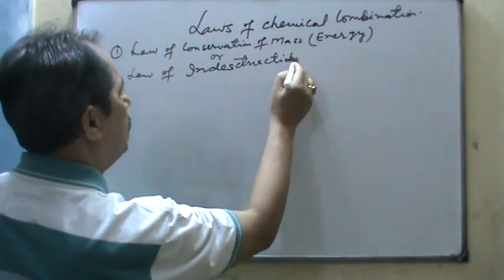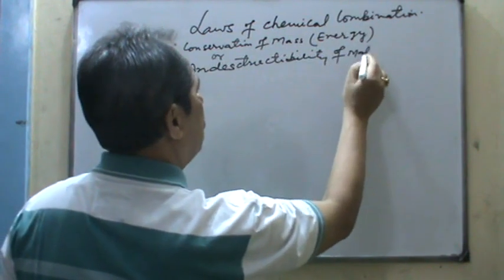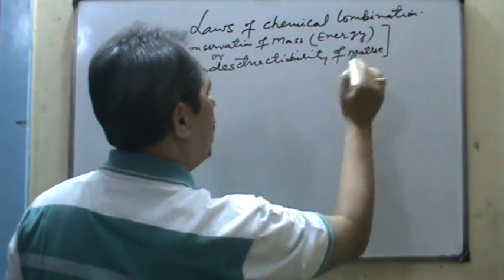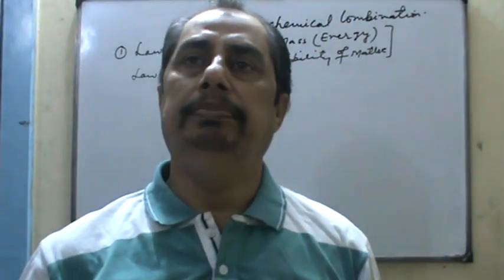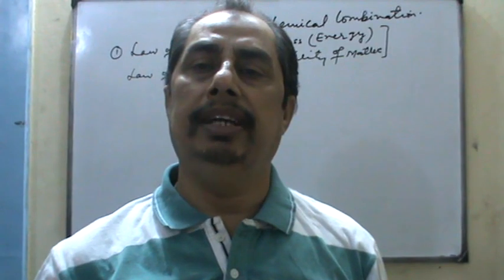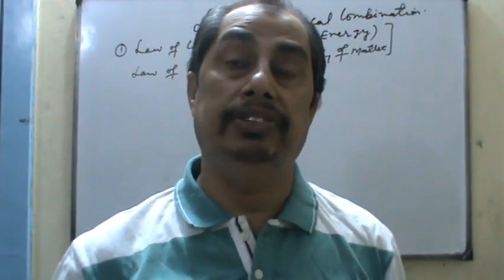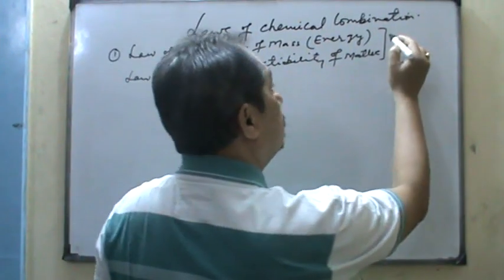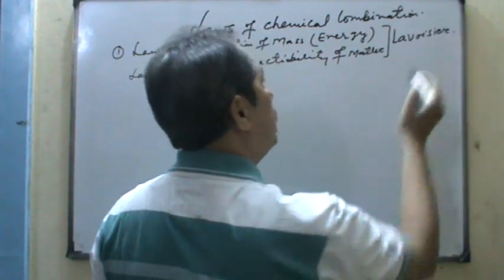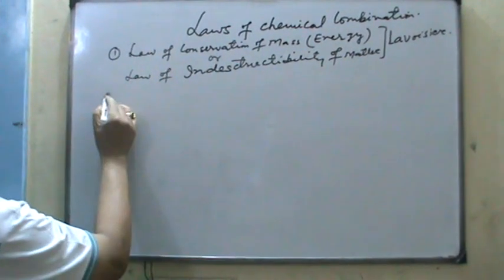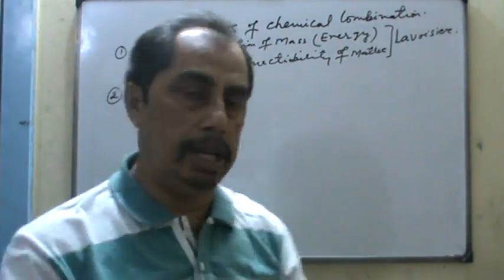Indestructibility of matter, right? Who gave this law? At the time, Lavoisier was known as the father of chemistry. So it was given in 1774 and proposed by Lavoisier. Second is the law of constant composition.